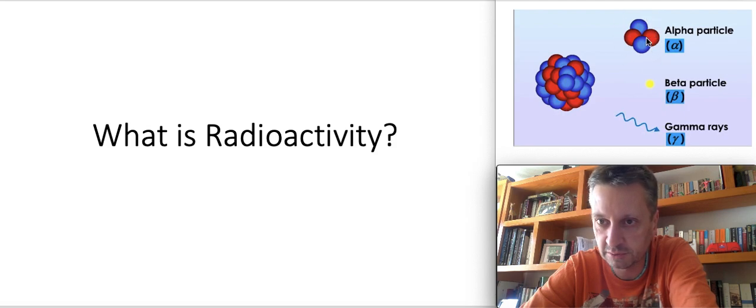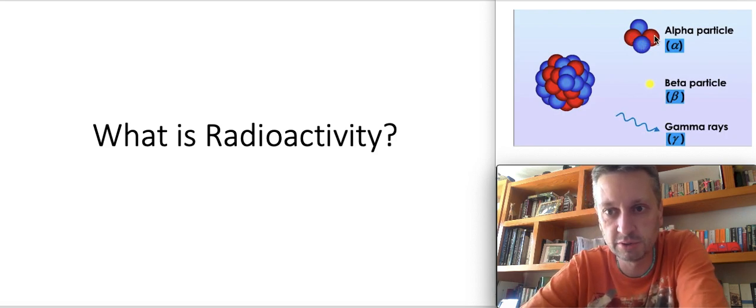made up of four mini particles, an alpha particle, which is made of two protons and two neutrons. That's one way it can try to become stable.